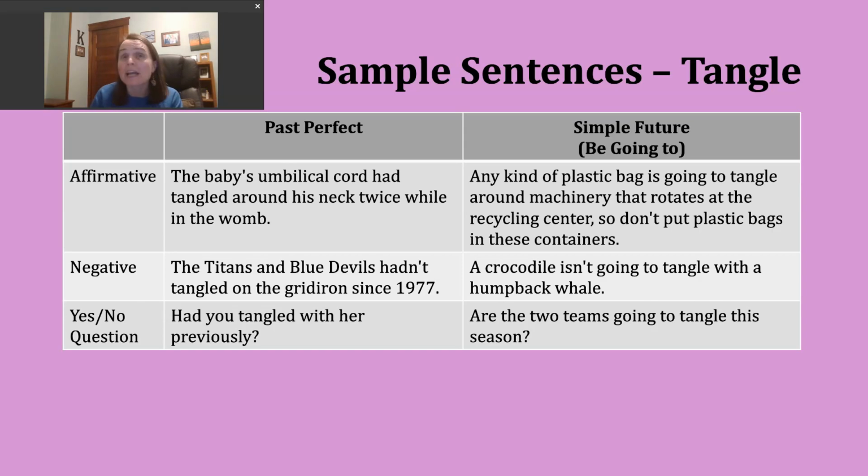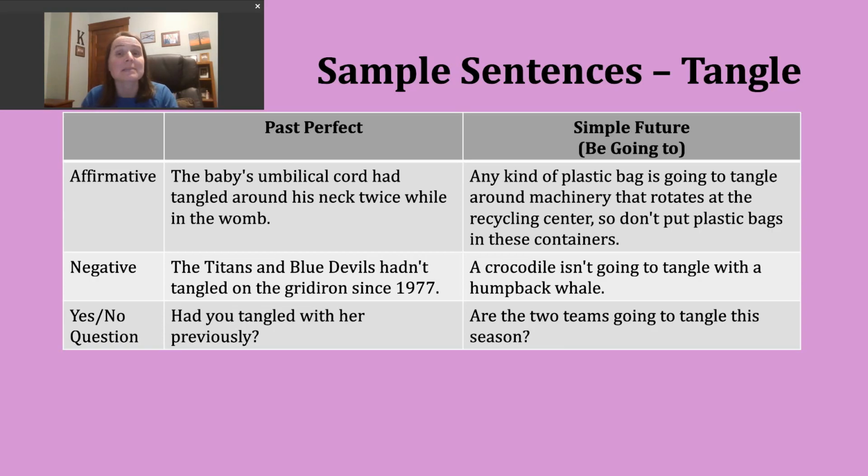Finally, if you want to make a yes or no question in the past perfect, start with had, then you'll have your subject, and then the participle form of the verb. Here's my last past perfect example. Had you tangled with her previously? Right? So maybe someone was talking about a disagreement, a dispute they had with someone, and they're kind of wanting to know, had this happened earlier?